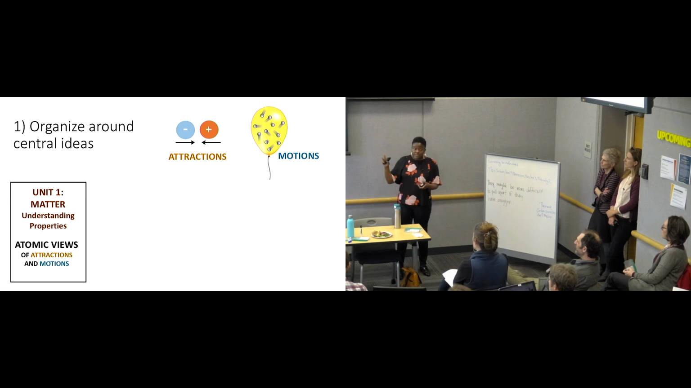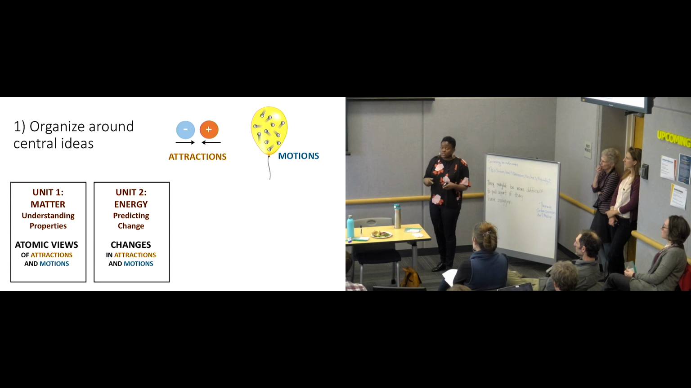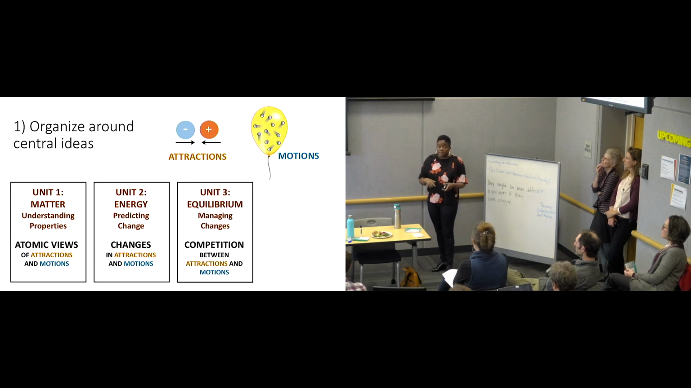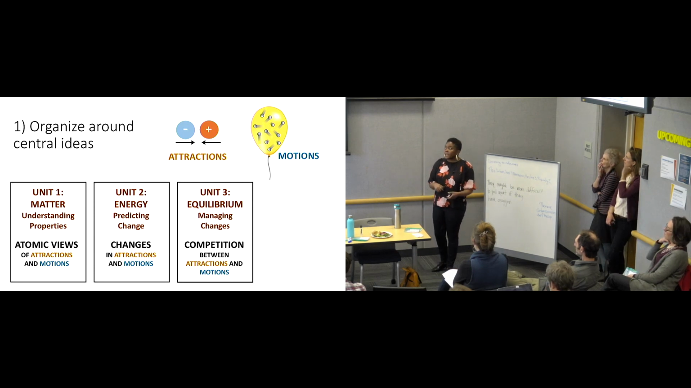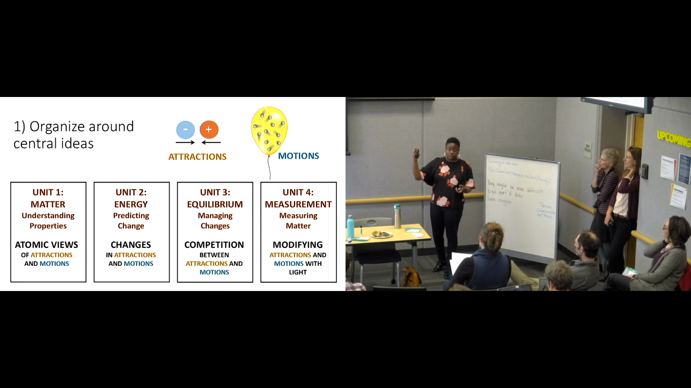And we took these ideas and connected them throughout all 4 units of the course. So in the first unit, which is about matter, we're talking about atomic views of attractions and motions. In Unit 2, which is about energy, we're talking about changes in attractions and motions. Unit 3 is about equilibrium, so the competition between attractions and motions. And Unit 4 is about measurement, so modifying attractions and motions with light. And there's also some refinement of some earlier models introduced in the course.